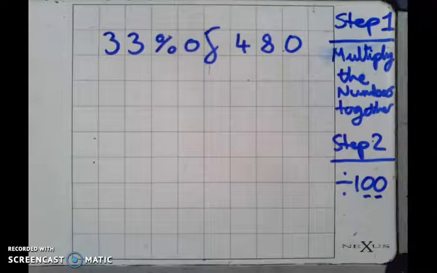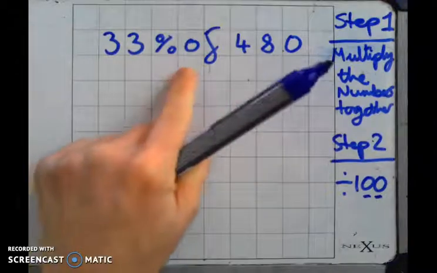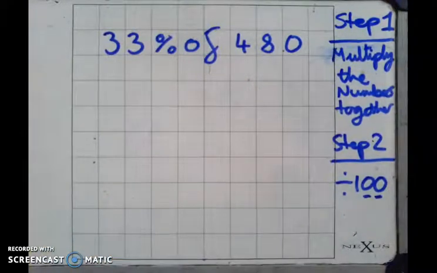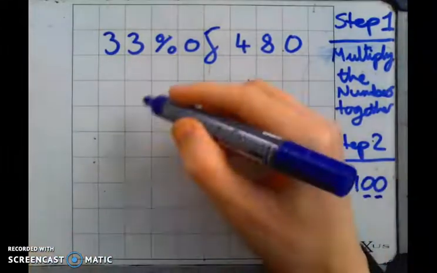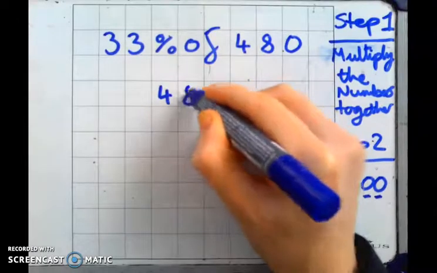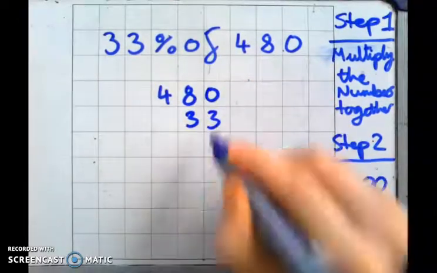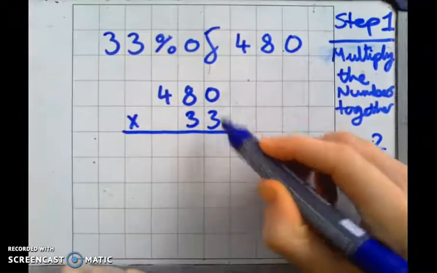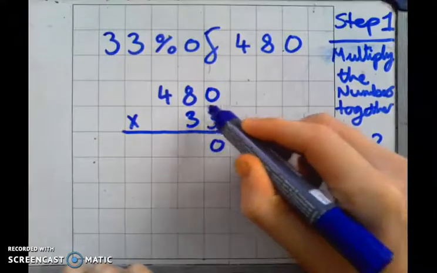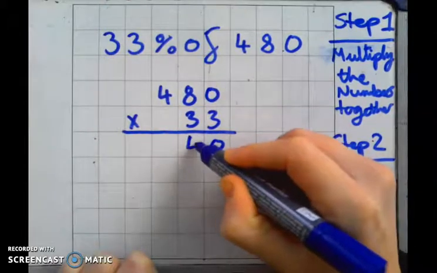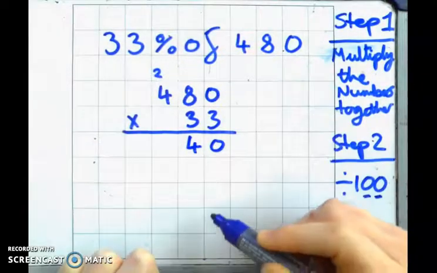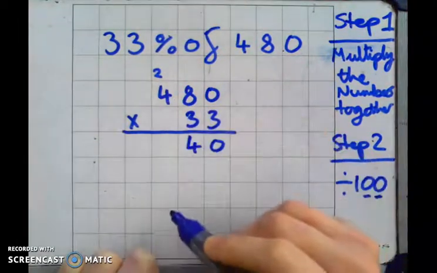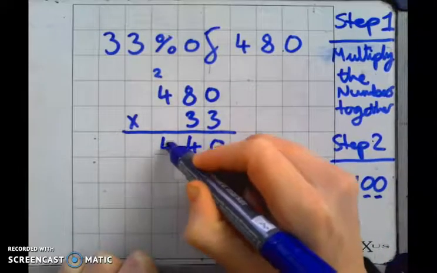Let's practice the method again with a different percentage. Now we're trying to use this method to find 33% of 480. Let's go back to step 1. Step 1 is to multiply the two numbers together. 480 multiplied by 33. 3 times 0 is 0. 3 times 8 is 24. Put that 2 up there to add on later. 3 times 4 is 12, plus the 2 is 14.